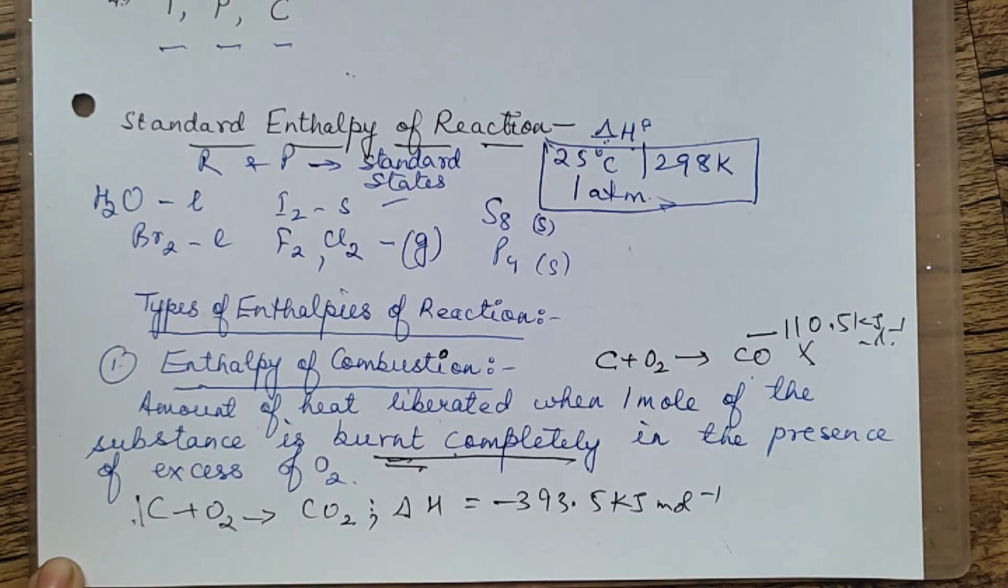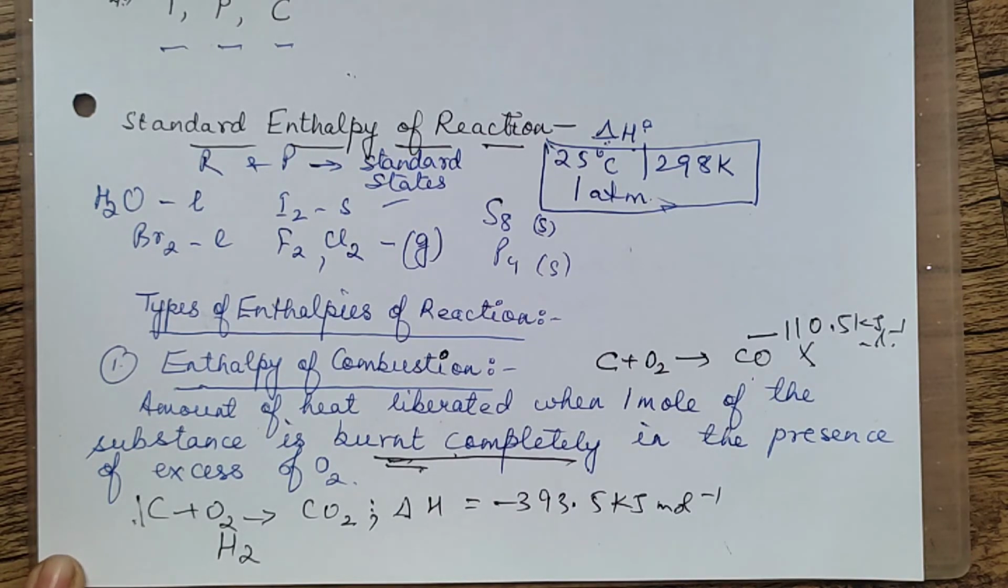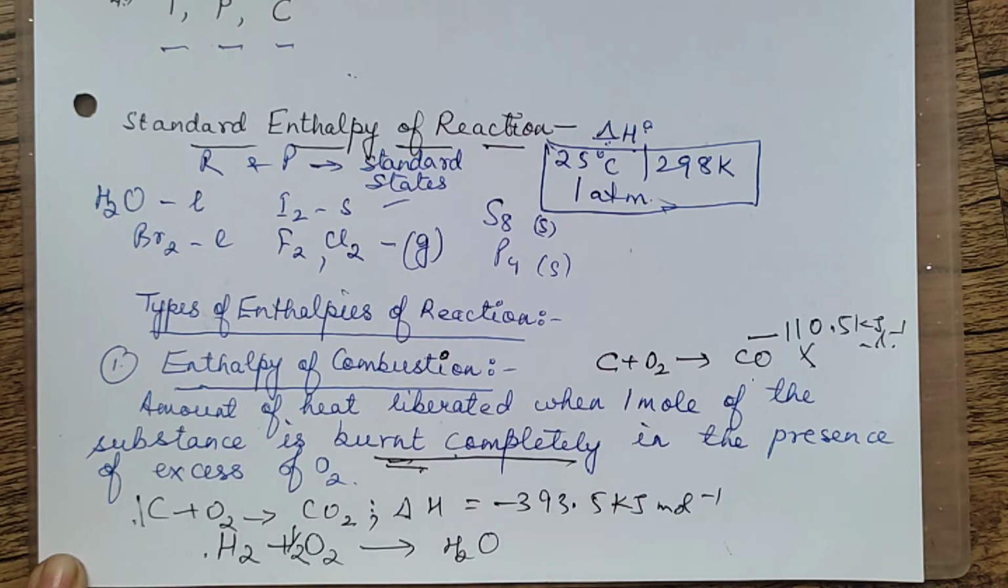Fine. A similar equation can be written with any substance which is to be burnt. Suppose we want to write down the enthalpy of combustion for hydrogen. You will write down the equation like this and it will be forming water. And to balance it, you will always keep in mind whatever substance is burning should be 1 mole. So you will balance the equation in such a manner that whatever substance is being burnt should not be changing in the number of moles. That should always be 1 mole.